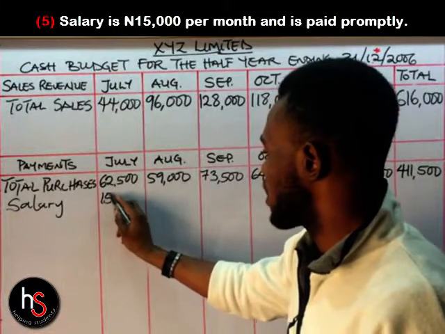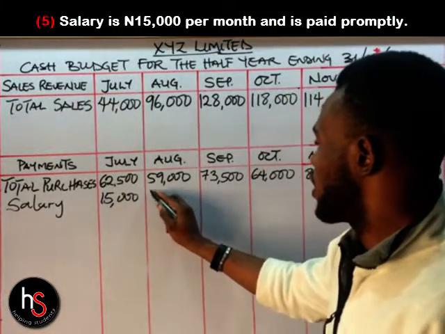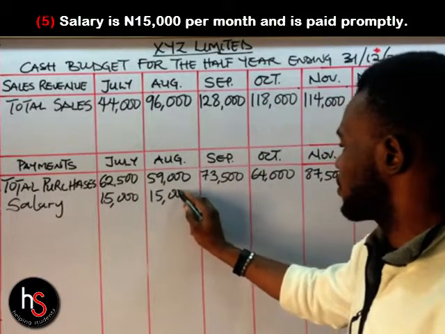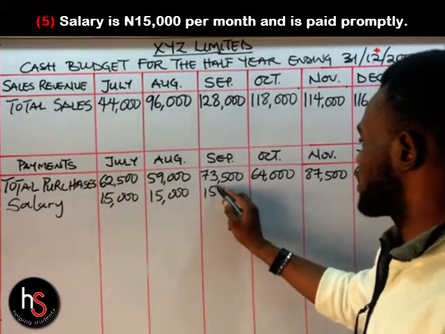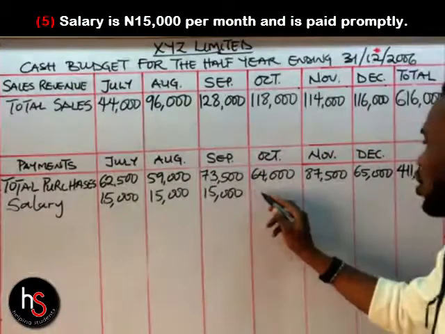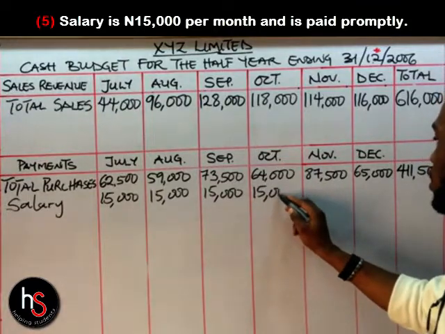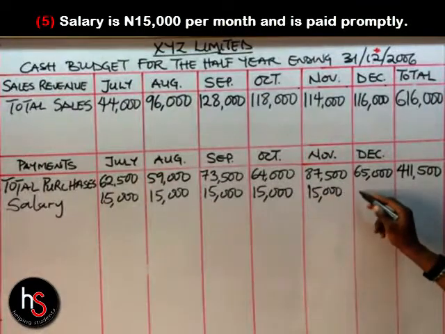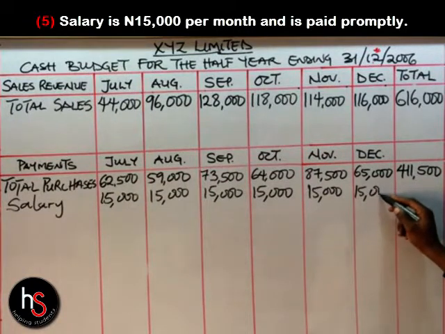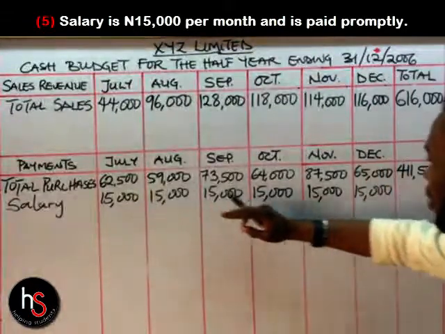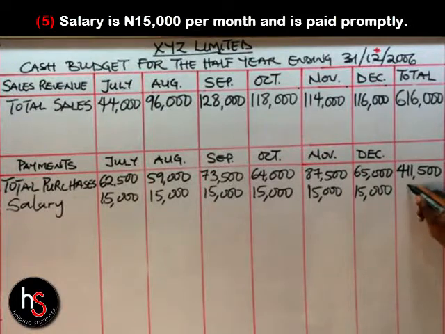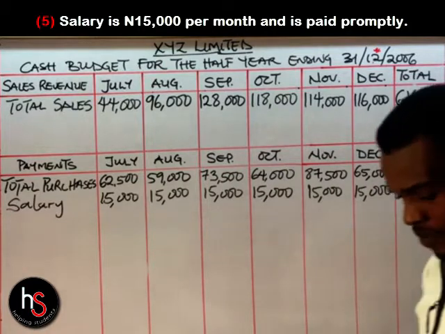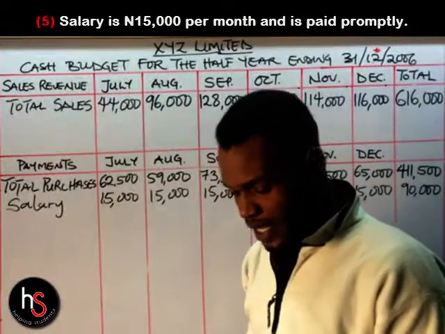So we have 15,000 here in July. In August, we have 15,000. In September, we have 15,000. In October, we have 15,000. In November, we have 15,000. And in December, we have 15,000. So we add up everything we have here, it gives us 90,000 naira. So we go to question number 6.